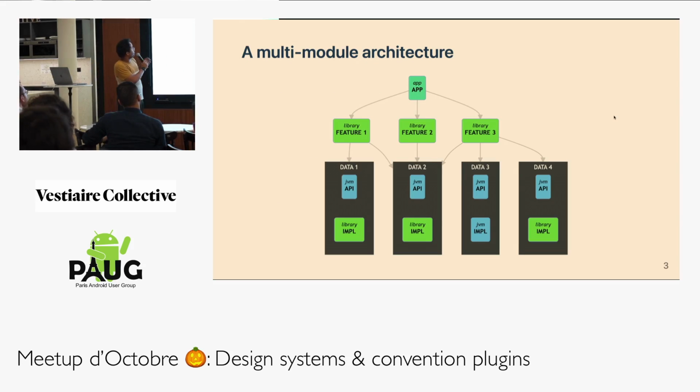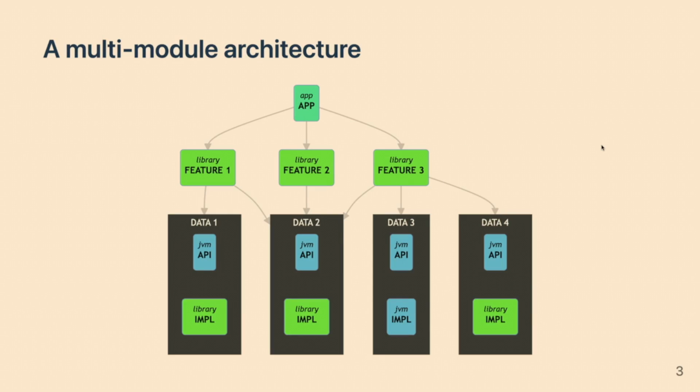Now here is an example of a multi-module architecture. We have an app module, then we have 3 feature modules, and those feature modules are using a bunch of data modules which are divided into a public API module and a library module. You can see there that all the green ones are using the Android library plugin, and they are going to be configured the same. So we will have the same compile SDK, the same target SDK, and the same min SDK there.